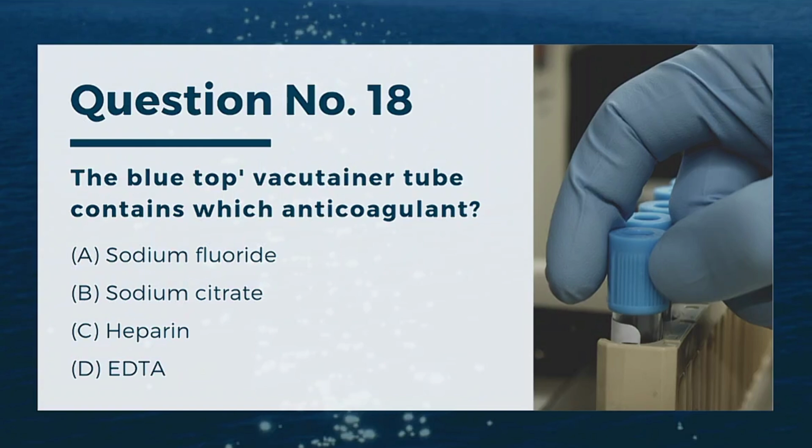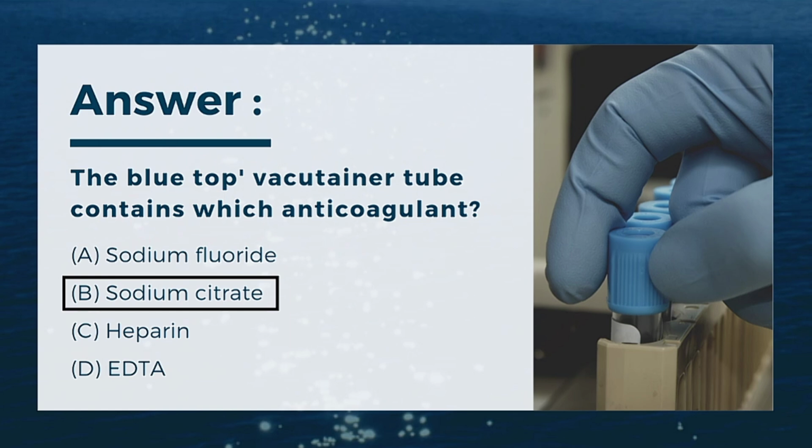Question number 18. The blue vacutainer tube contains which anticoagulant? Option A sodium fluoride, option B sodium citrate, option C heparin, option D EDTA. And the correct answer is option B sodium citrate.